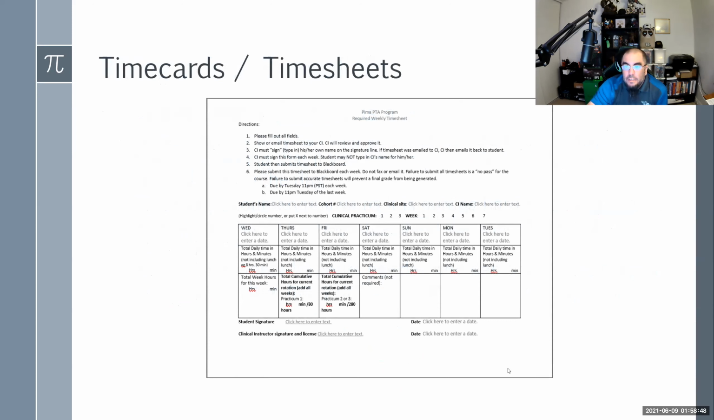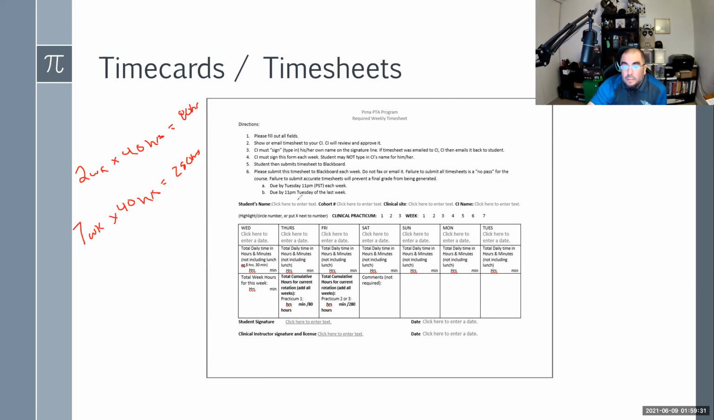So this comes to the timesheets. This is the timesheet that PIMA requires. We are going to a digital timesheet, so by the time you go out on clinicals, this timesheet may be obsolete. When you're on your clinicals, no matter how many weeks you have, if you're on a 2-week clinical, you have to do 40 hours per week. So at the end of that 2-week clinical, you have to have a total of 80 hours. If you're on a 7-week clinical, you have to have 40 hours each week. So that's going to be 280 hours. Dr. Ovreskin will explain all this to you.